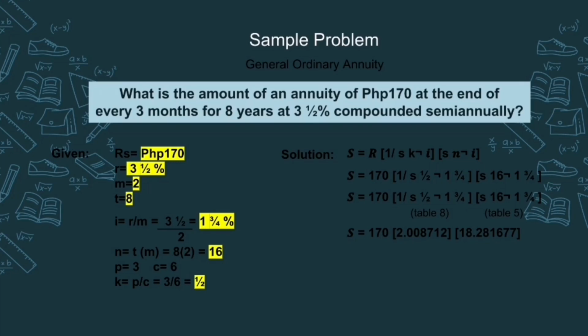So we need to multiply first the 2.008712 by the 18.281677, and we have here 36.722624. To find the final value, we need to multiply it by our periodic payment, which is 170, and we have the total amount of 6,242.85 pesos. And that's all for our general ordinary annuity.